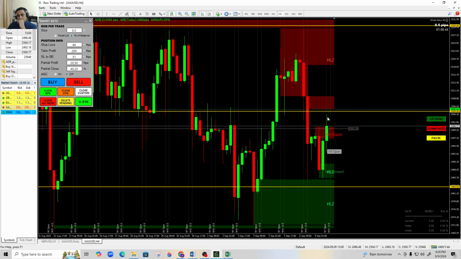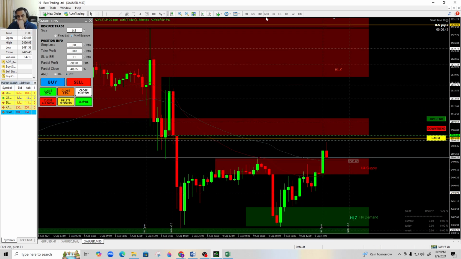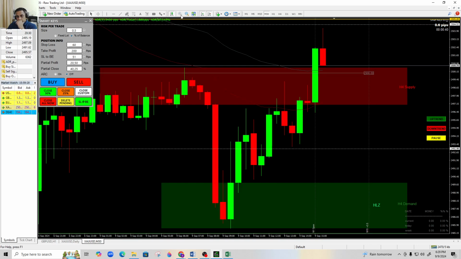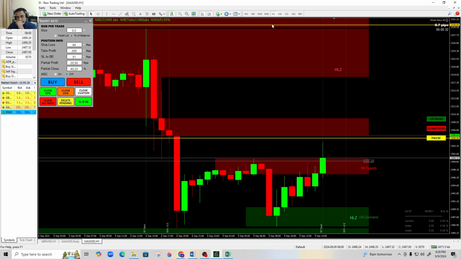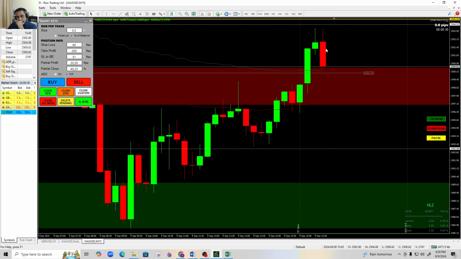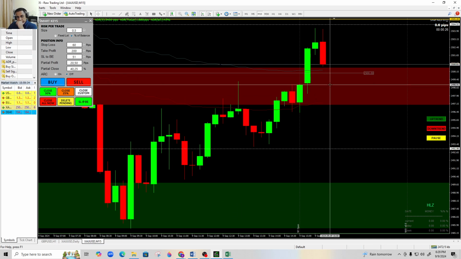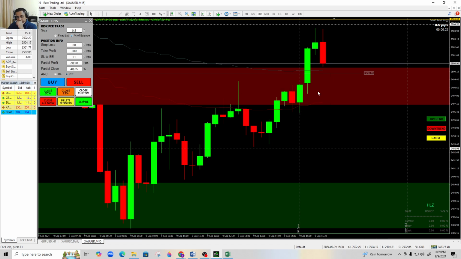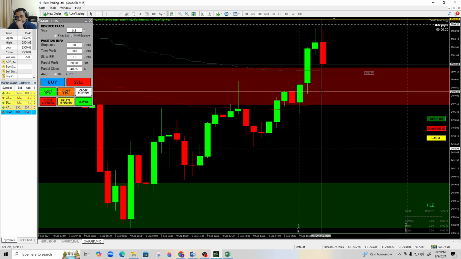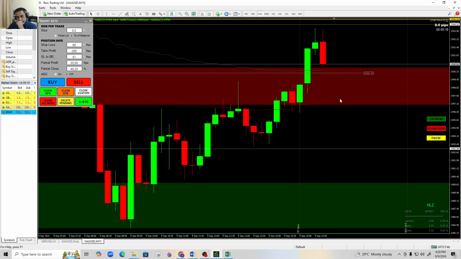This could just be a pullback to continue up. Let's see where this M30 candle closes. 40 seconds. This could be a pullback to continue up. Price could pull back here to this area and continue up.